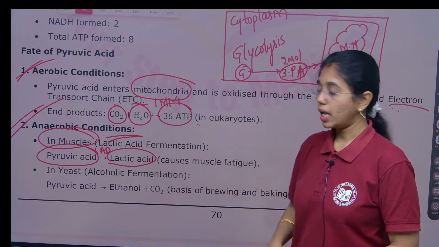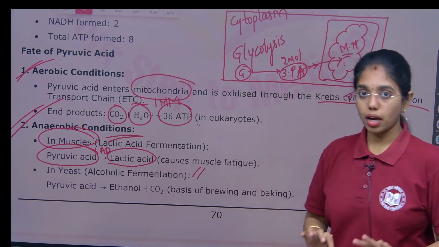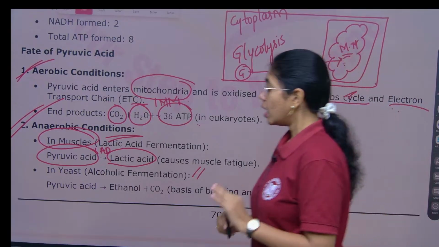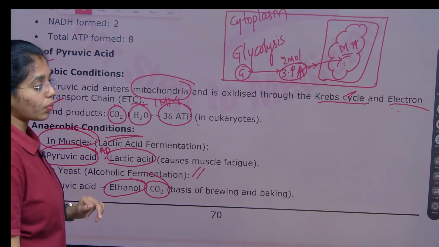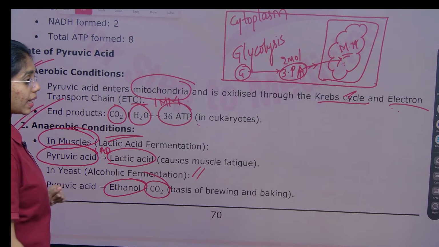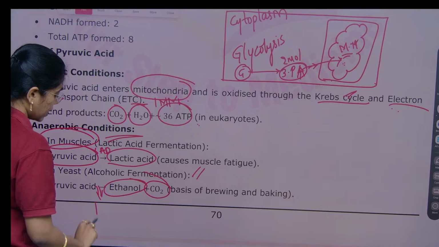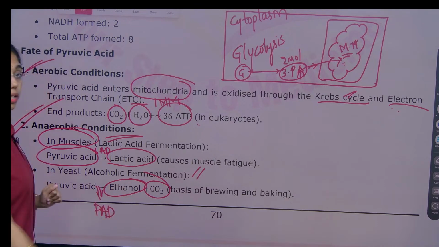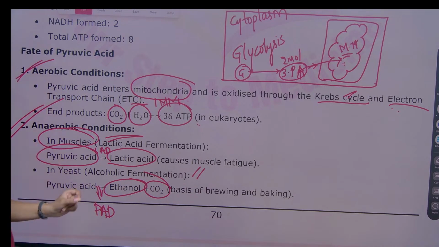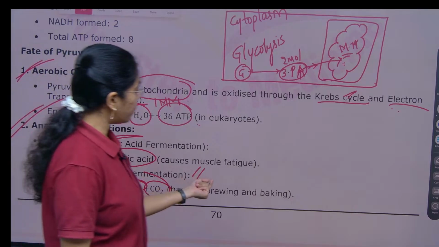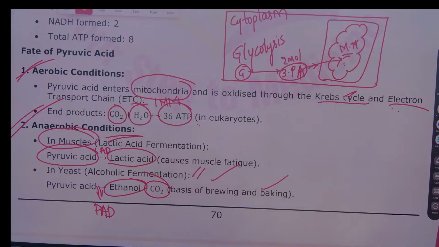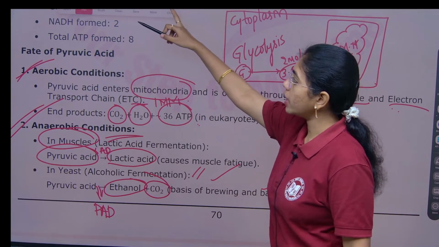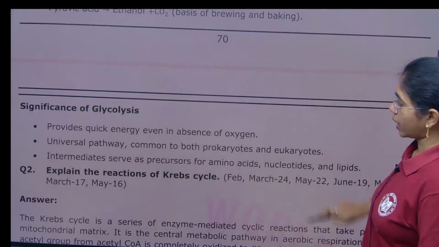Next, in yeast cells, alcoholic fermentation is done, wherein pyruvic acid is converted to ethanol and carbon dioxide by the enzyme pyruvic acid dehydrogenase. This is the basis for brewing and baking. This is for both aerobic and anaerobic conditions. Clear with this? The fate of pyruvic acid.